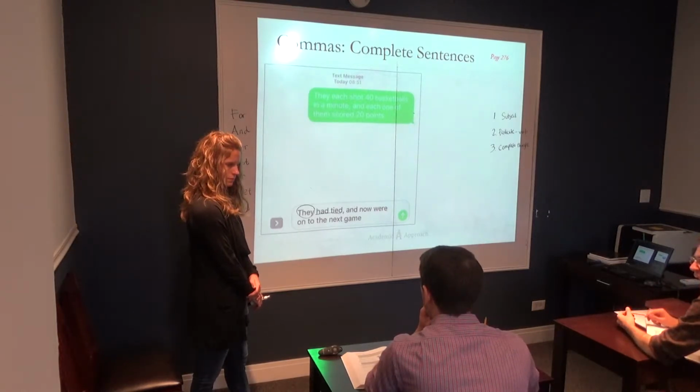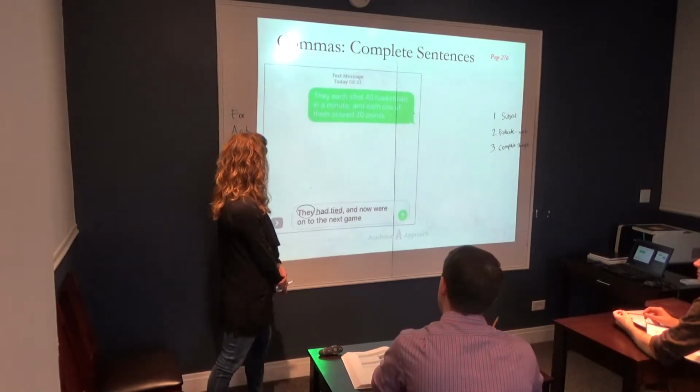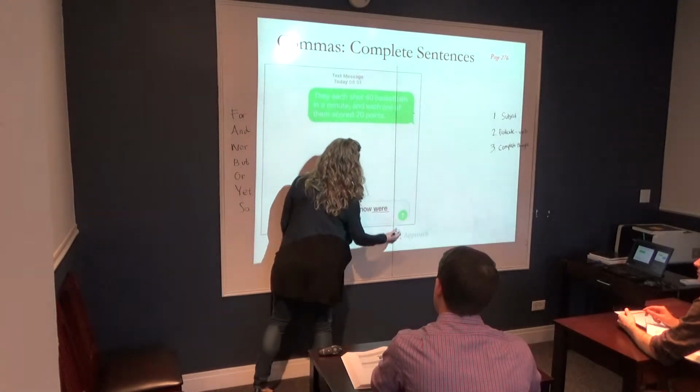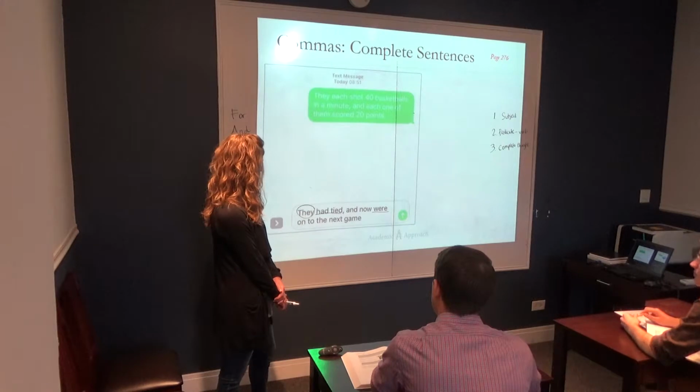Now we have to see if we have another independent clause. We have a verb. "We're on to the next game" is like a predicate. And I know they're talking about "they." I don't see it again.